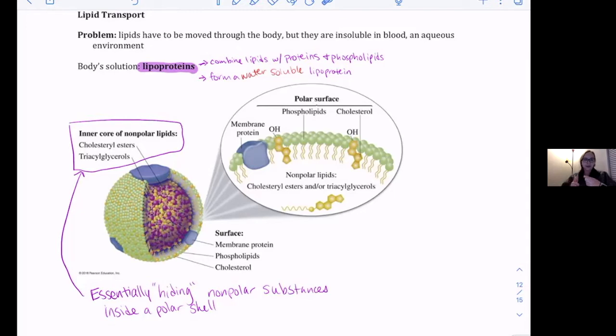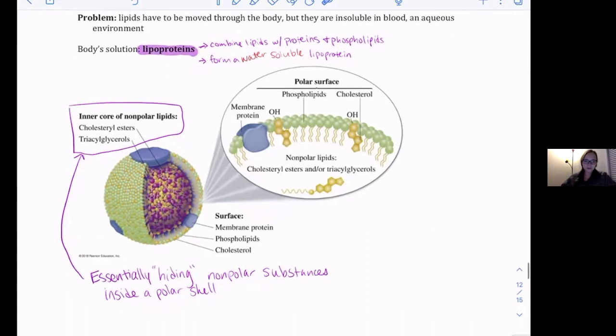So cholesterol esters or triacylglycerols. So it's kind of like it's in a bubble. So inside the bubble is nonpolar, outside the bubble is polar. So all in all, what we're doing is we're really essentially hiding nonpolar substances inside a polar shell. And that polar shell can then move around easily within your bloodstream.